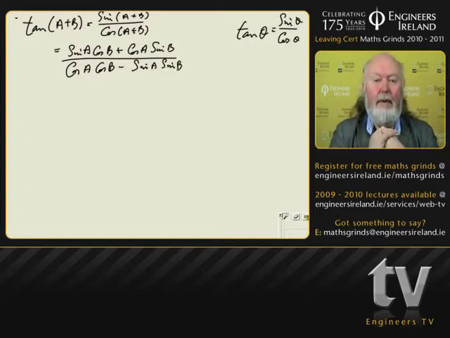Now, we know that we're hunting for a formula for the tan of A plus B. And we know that we want that formula to express the tan of A plus B in terms of tan of A and tan of B, in the exact same way, when we were dealing with the sines and coses, we wanted them simply in terms of sine A, cos A, sine B, cos B.